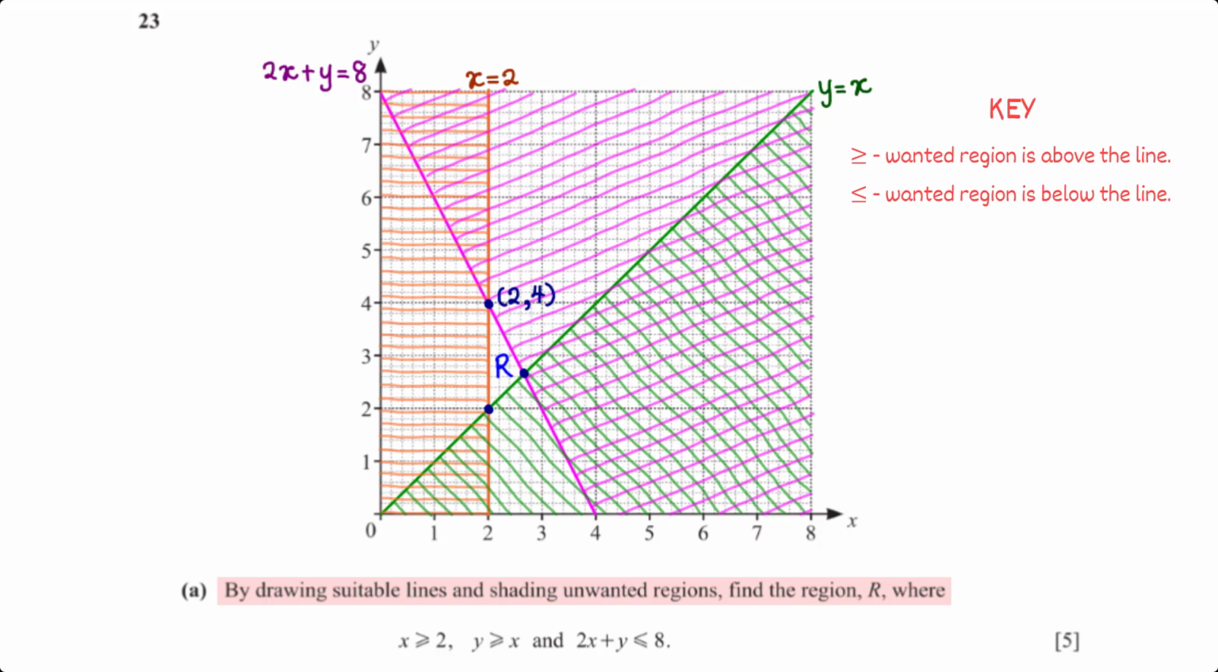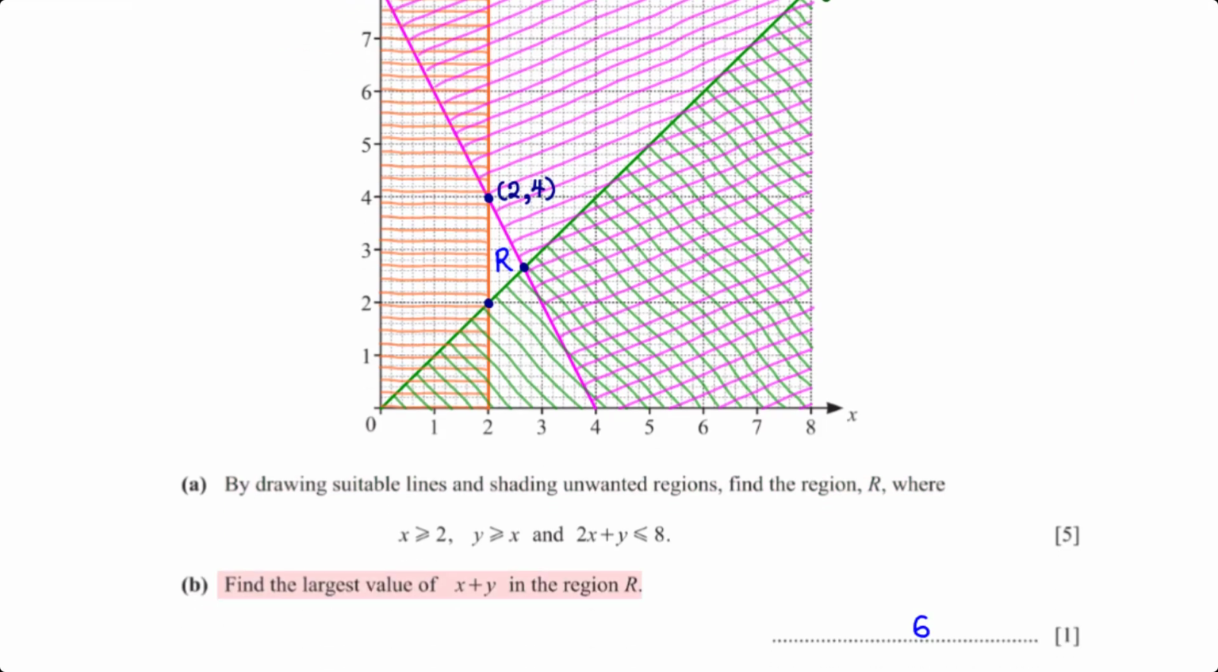For 2x plus y is less than or equal to 8, the wanted region is below 2x plus y equals 8, and so we shade the region above the line. After shading all the unwanted regions, the final wanted region that satisfies all three inequalities is left unshaded. This is the region we label as R.